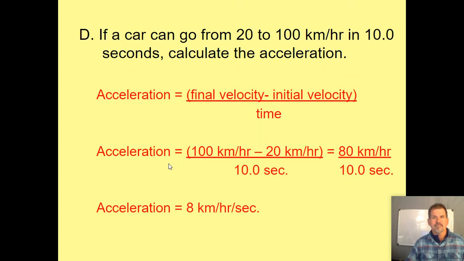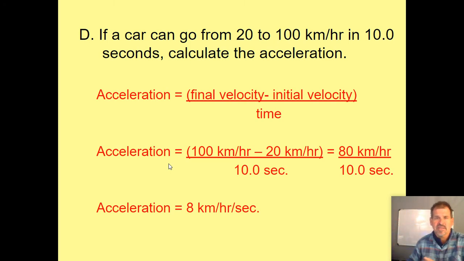Okay, so a car can go from 20 kilometers per hour to 100 kilometers per hour in 10 seconds, right? So again, we have really two units of time, right? We're driving 20 kilometers an hour at an instantaneous speed at some point. And over the course of 10 seconds, we've accelerated to 100 kilometers per hour. All right, so what is the acceleration?